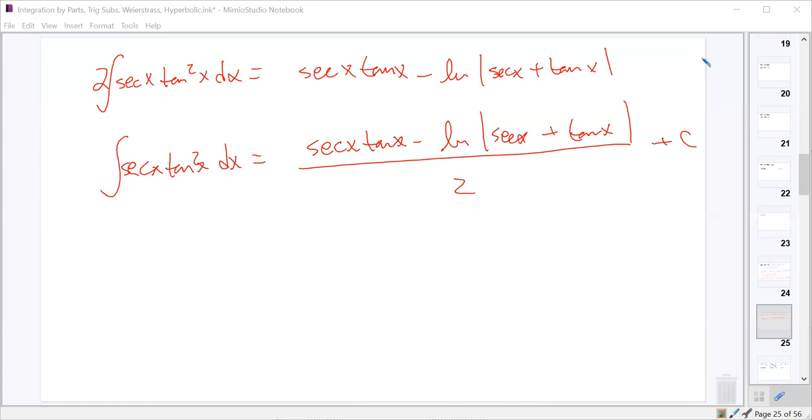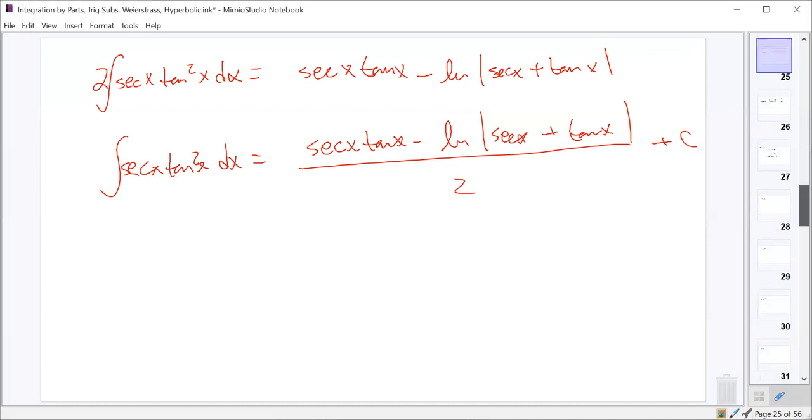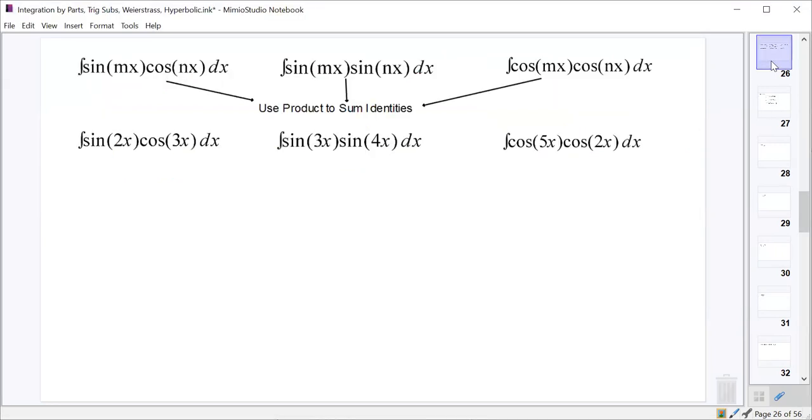Any issues, any questions with any of this so far that we've done with any of the integration by parts or any of the trig stuff? All right, let's keep moving on then. We got a few more minutes here.